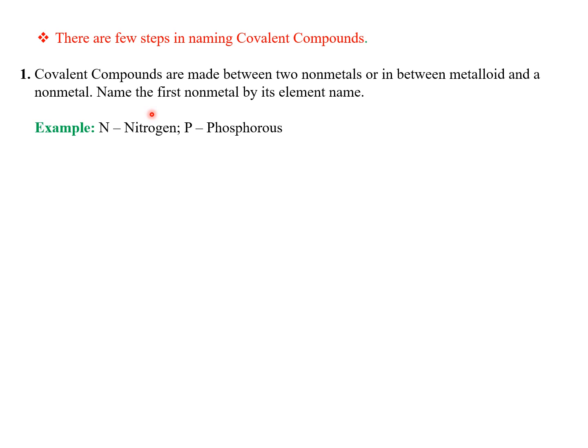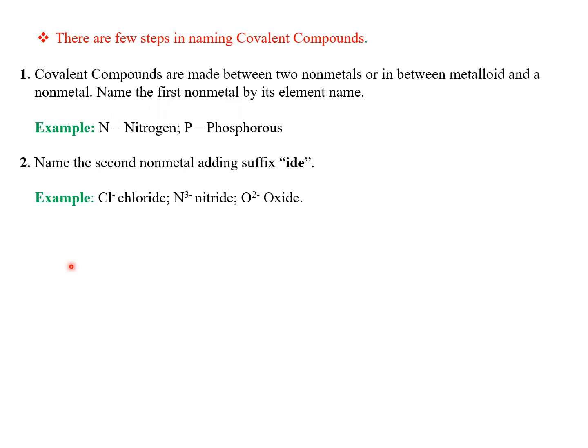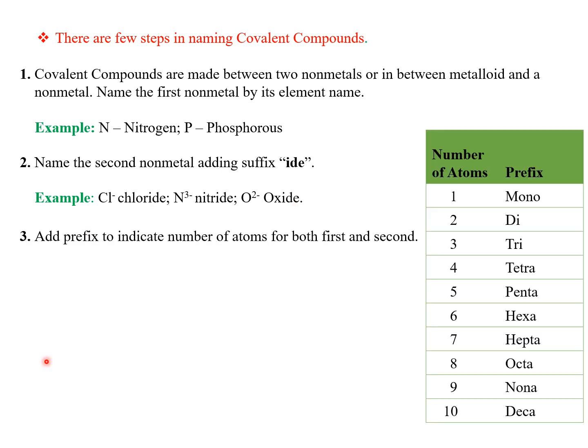In covalent compounds, name the first nonmetal by its element name. The second step is to name the second nonmetal, adding the suffix -ide. For example, chloride, nitride, oxide. So the first nonmetal keeps its element name, and the second nonmetal gets the suffix -ide. The third step is to add prefixes to indicate how many first nonmetals and how many second nonmetals there are.